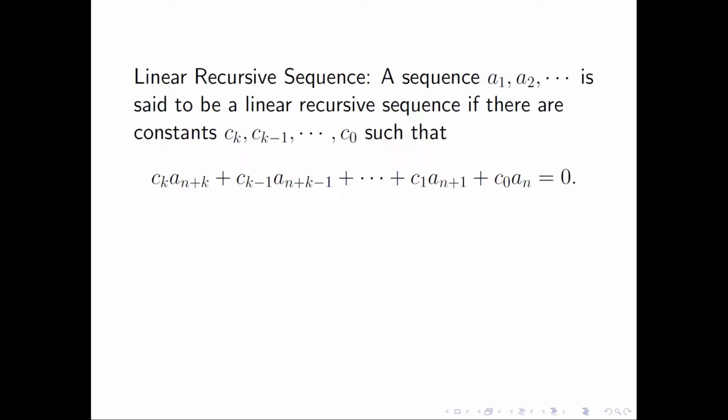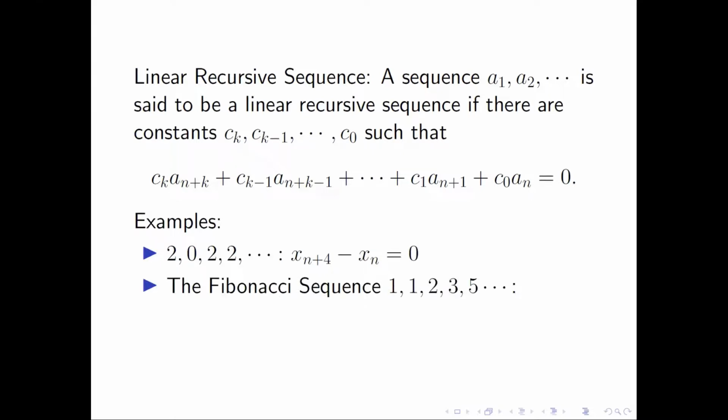Looks complicated, but I can give you a couple of examples. The 2022 sequence. This is the linear combination expression. Another one, the famous Fibonacci sequence. Every term is the sum of the previous 2 terms.